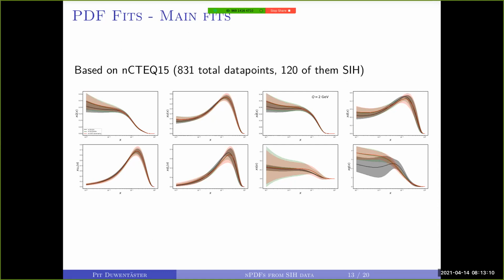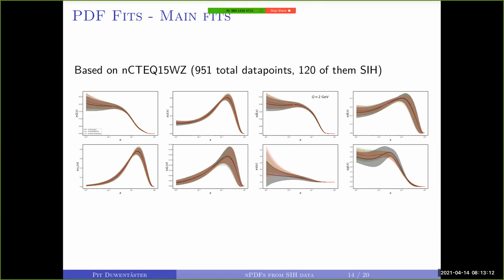And if we use nCTEQ15WZ as a basis, we see basically no changes in the up and down flavors. We see the gluon change shape quite a bit. This bump right here vanishes mostly, and the uncertainties in the medium x region shrink.